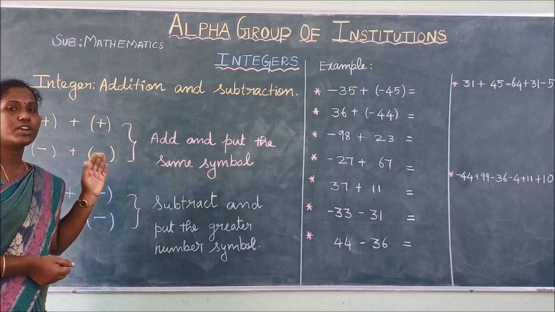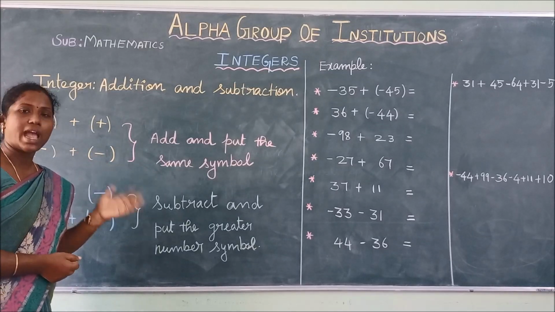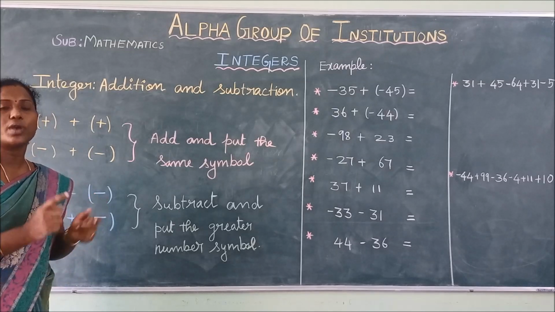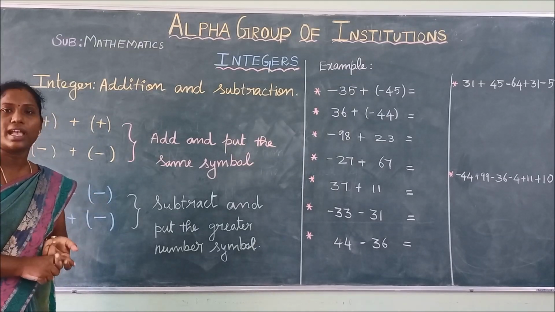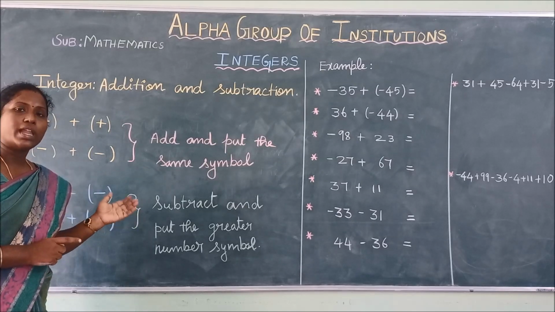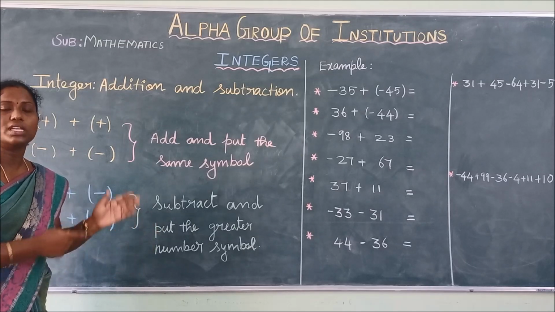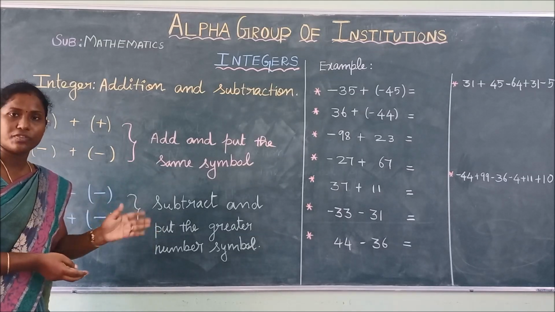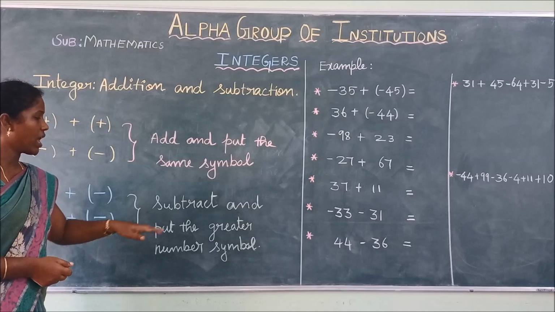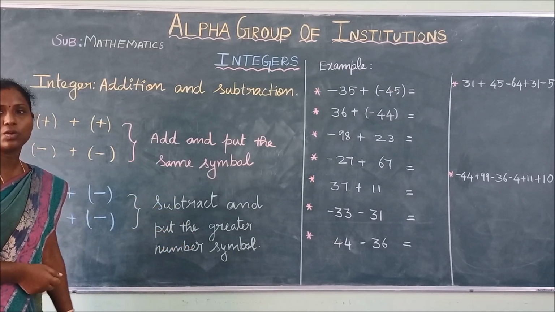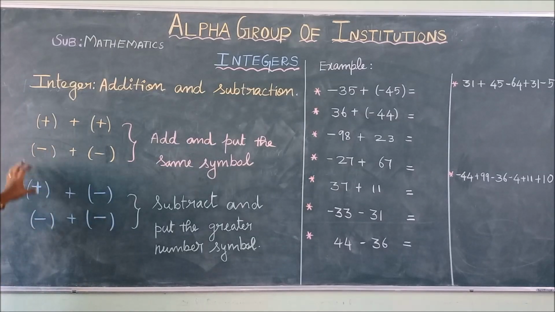What is the first rule? If the two numbers, while adding or subtracting, have the same sign, we have to add and put the same sign with the answer. If the numbers have different signs, one with plus and the other with minus, we have to subtract and put the greater number's sign in the answer. Keep these rules in your mind. Only two rules, isn't it? For addition and subtraction, it is common.